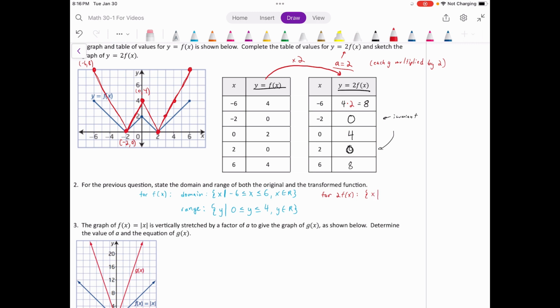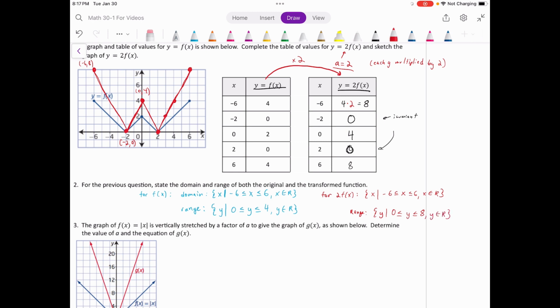The set of all x's such that negative 6 is less than or equal to x, which is less than or equal to positive 6. x is an element of the real numbers. Could use interval notation here as well if you like. Okay, and the range, whoops, I didn't write domain there. Don't have room now, sorry. The range, the set of all y's such that, oh, now this has changed. Still from 0, still 0 is the minimum, right? But now it goes up twice as high. Instead of only going up to 4 on the y-axis, it's going up to 8. See that on our graph, right?